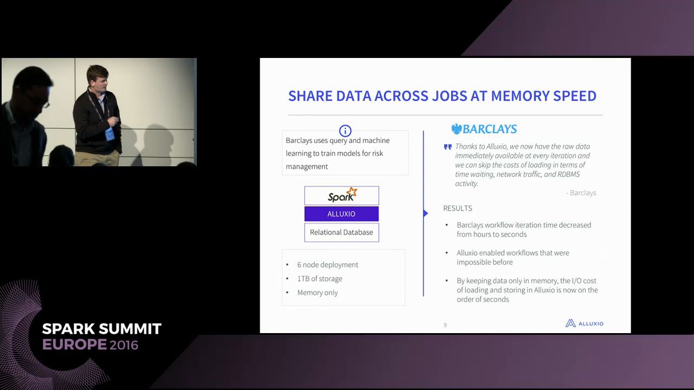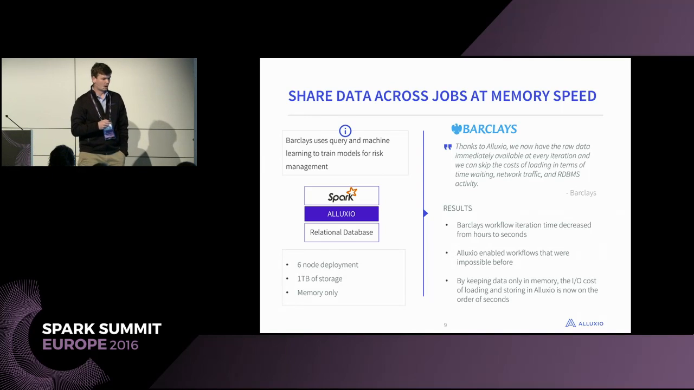And besides the performance improvements, the nice added benefit for the Barclays use case was that because the data was actually never persisted in Alluxio, the administrative effort needed to have the data in some other location was much lower, which was something specific to the financial sector.